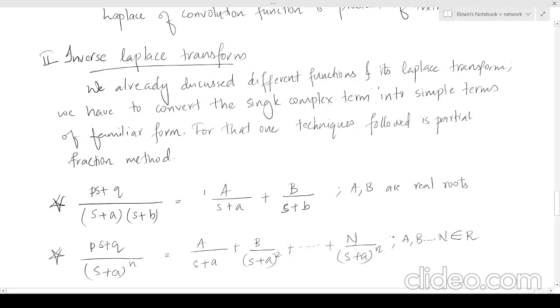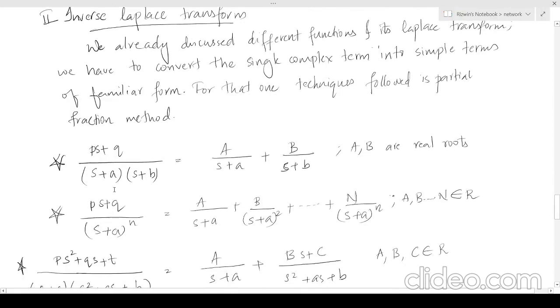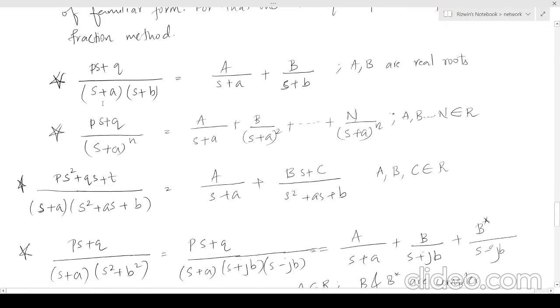Once we have a current equation or voltage equation, it won't be in the simple form we desire. It will be a complex term with a higher order of s. So first of all, we should convert it into simple terms, like a product in the denominator, into simple terms of possible order as shown in the figure. And we have a few forms, and we will split the whole equation into simpler terms by the method of partial fraction.